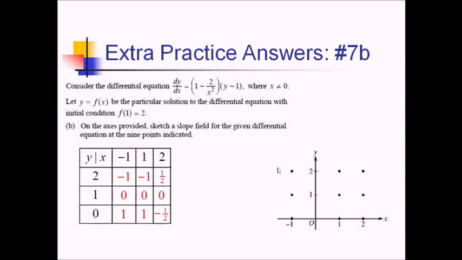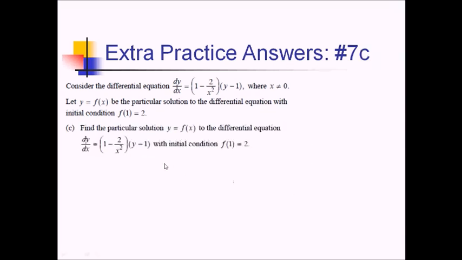Graphing all those out, we've got negative 1 up here, 0, positive 1. This next column is exactly the same, so negative 1, 0, and positive 1. And now this last one's a little bit different. This last column's different. We've got 1/2, 0, and negative 1/2.